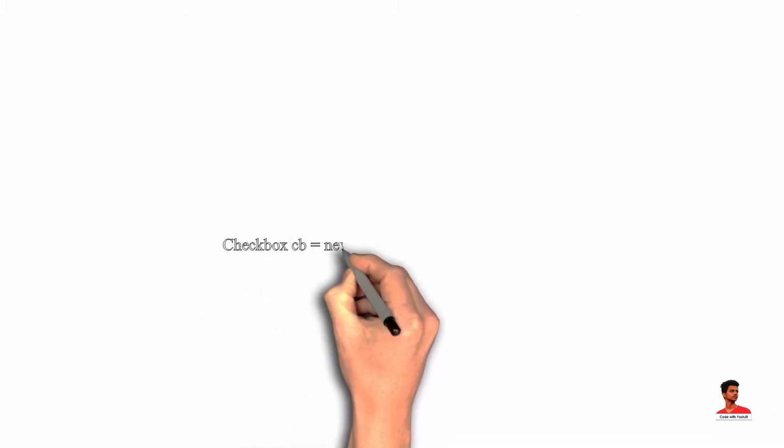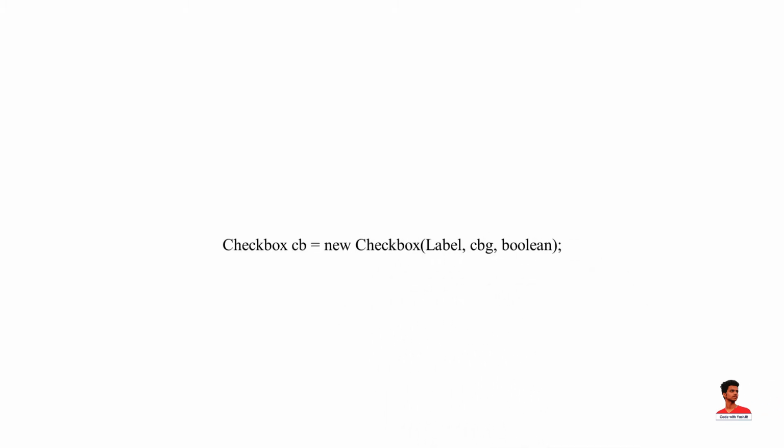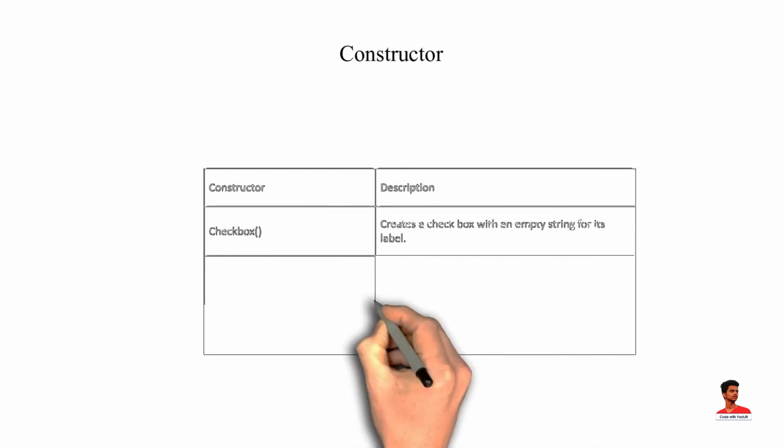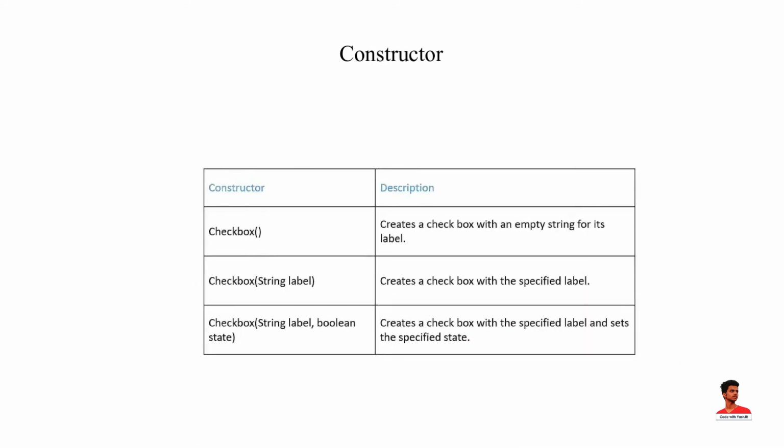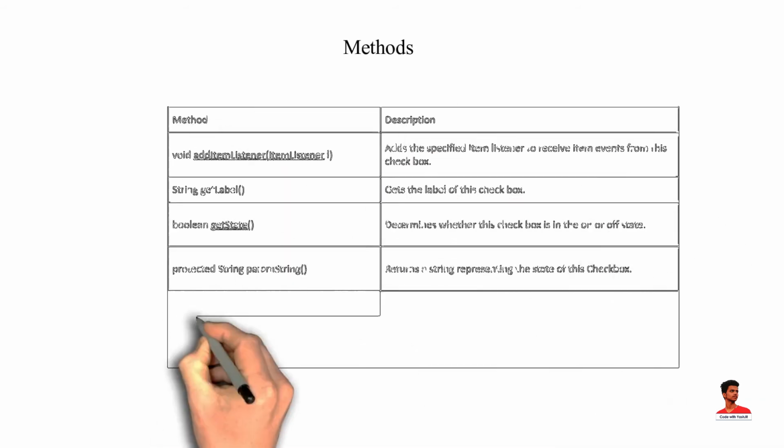Checkbox control is used to turn an option on or off. There is a label for each checkbox representing what the checkbox does. This is the syntax for creating a checkbox. Constructors of checkbox component are, these are the methods of checkbox component.